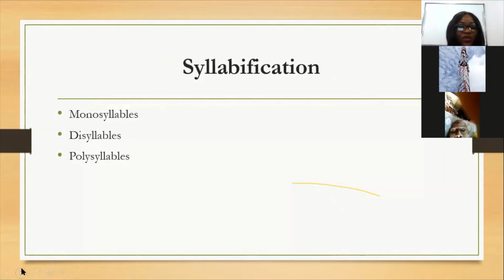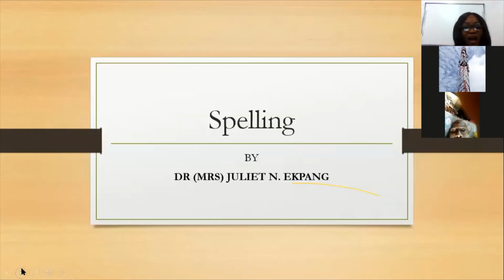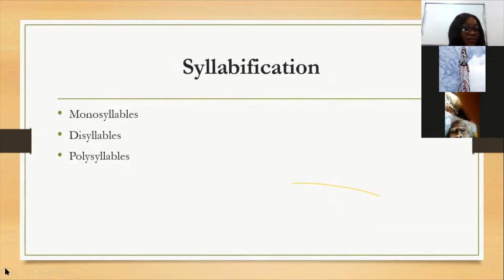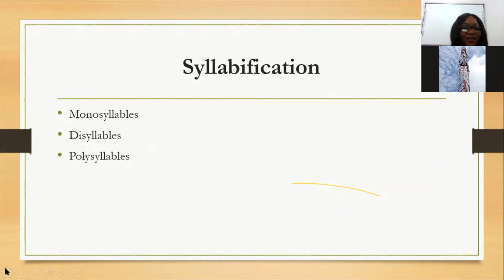Now, these sounds come together and form sound segments, which we call syllables. All right? Because when we pronounce words, we don't articulate the sounds separately. In a word like car, we don't pronounce k, we pronounce the sounds together. Now that block of sound is called a syllable.